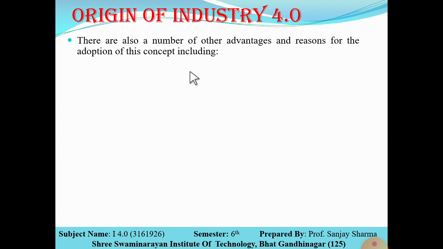There are also a number of other advantages and reasons for the adoption of this concept. Now, as we talk of the origin, Germany is the father of Industrial Revolution 4.0. There are certain advantages also. Not only increasing the profit of the system, but along with that there are also certain other advantages from which a company or industry benefits.